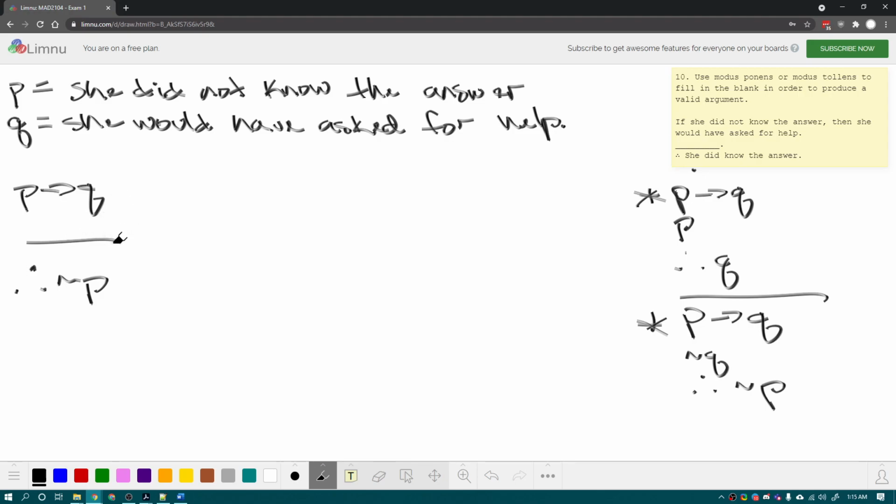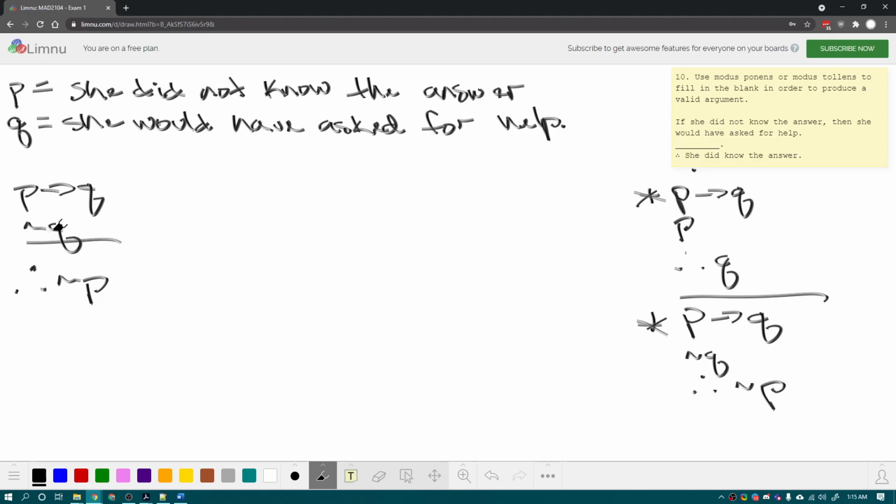because we're working sort of backwards. That's sort of how I view modus tollens, right? We're starting with our, not conclusion, but the end of the conditional, and then working our way backwards. So the only thing that fits here is not Q.